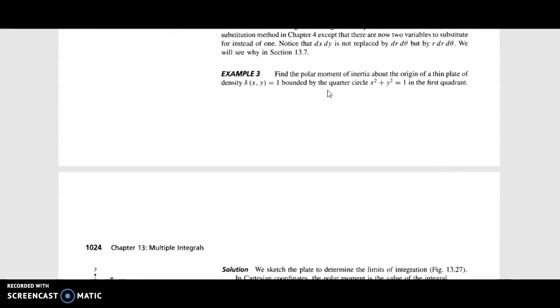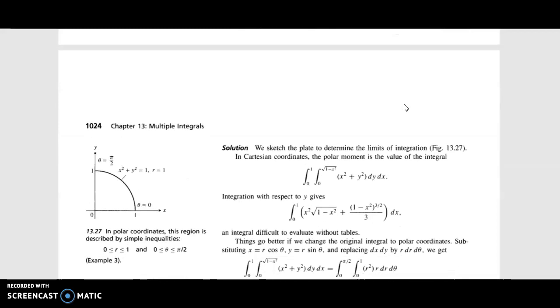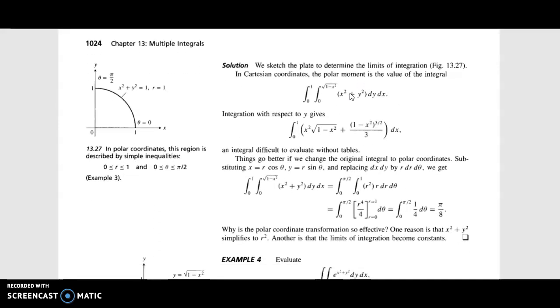Next example: find the polar moment of inertia about the origin of a thin plate of density delta(x, y) equal to 1. The density is given, that is equal to 1, bounded by the quarter circle x square plus y square equal to 1 in the first quadrant. We sketch the plate to determine the limits of integration.